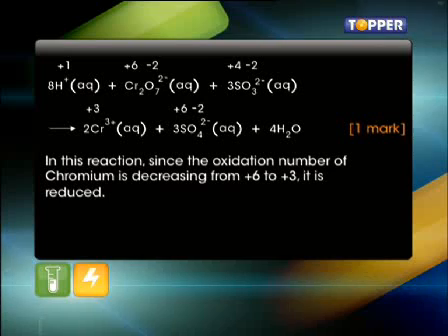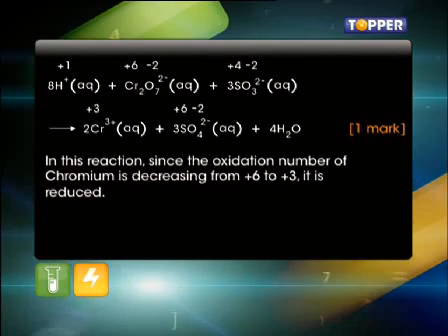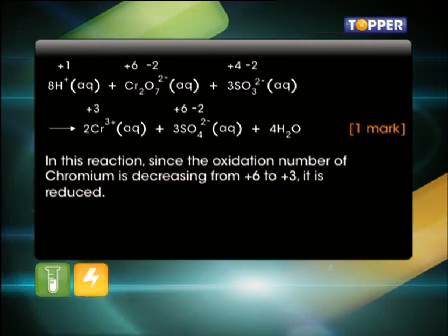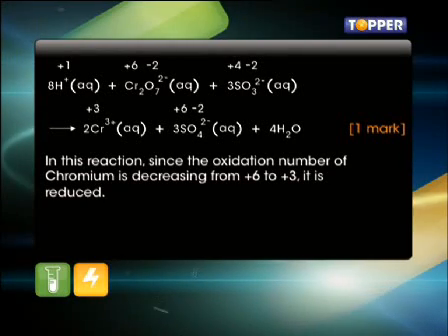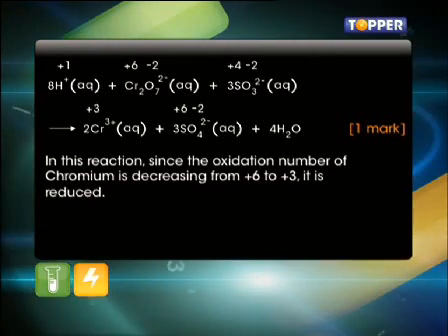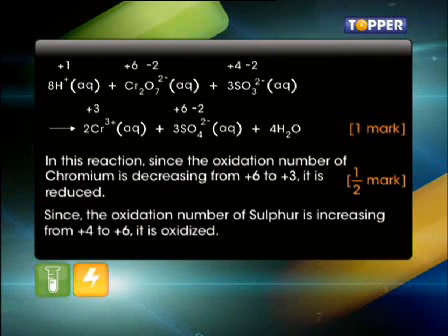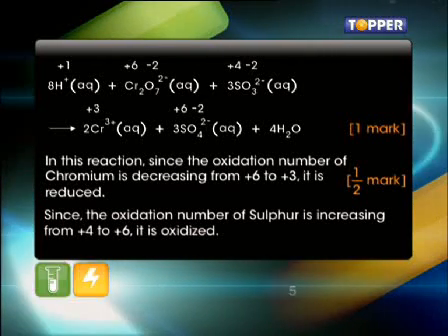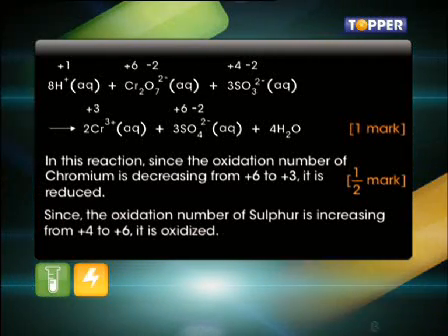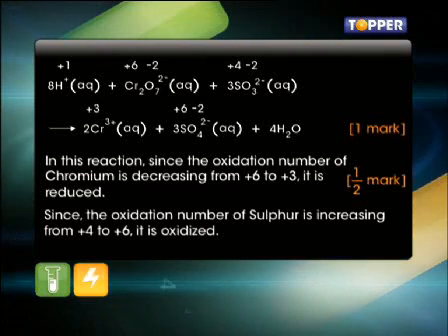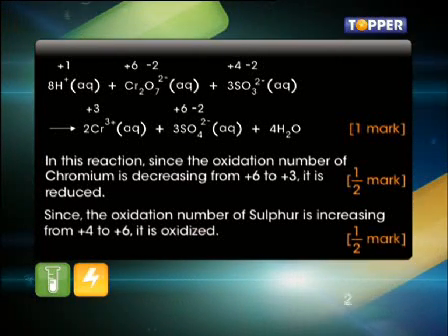Since the oxidation number of chromium is decreasing from +6 to +3, in this reaction, chromium is reduced. This will fetch you half a mark. Since the oxidation number of sulfur is increasing from +4 to +6, it is oxidized. And this statement will give you the remaining half mark.